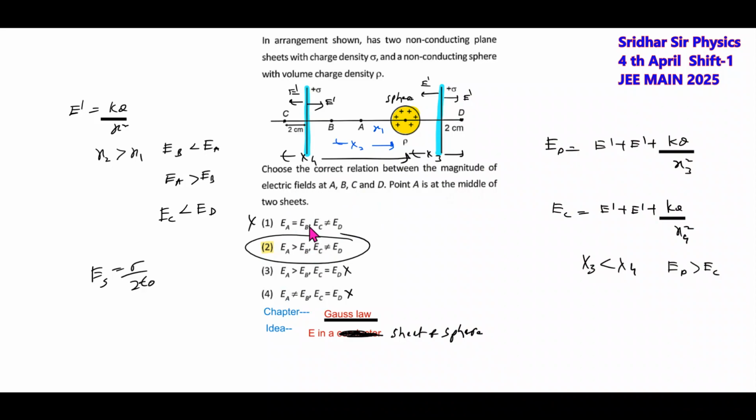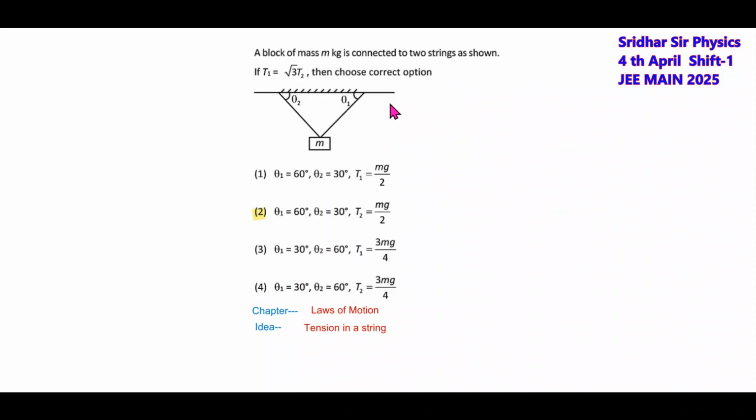A very good question, huh? This question is based on the laws of motion related to tension in a string. A block of mass m kg is connected to two strings as shown. Okay, there's a block. Here there's a tension, with angles theta1, theta2. T1 equal to root 3 T2. Then choose the correct option.